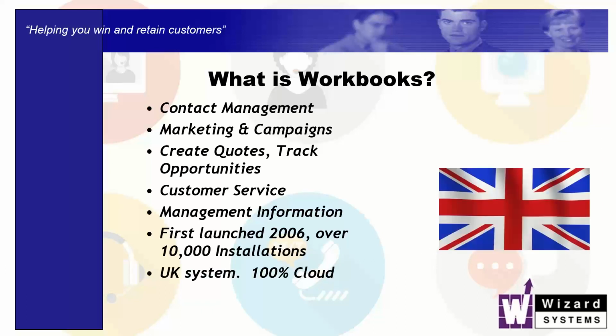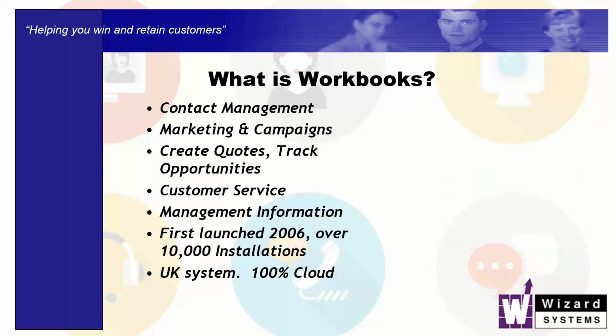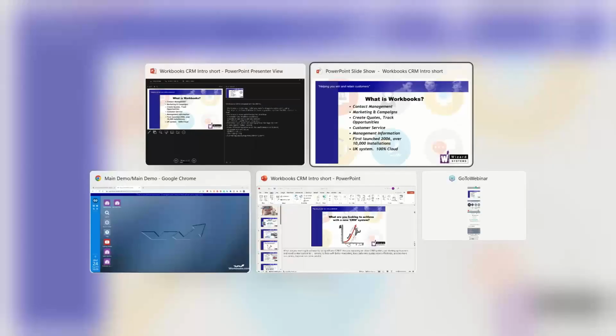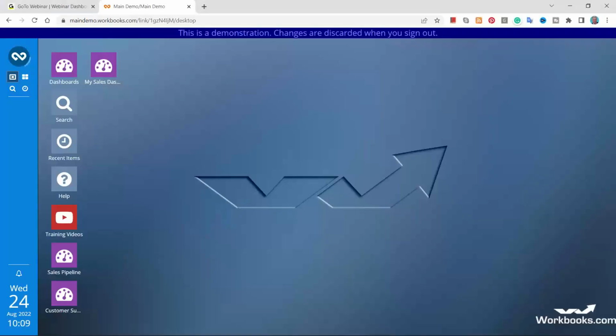Now, Workbooks is a UK system. Workbooks is a UK company. All of the data is in the UK. It's a very reliable, very secure system. And as I said earlier, 100% in the cloud, nothing to install or upgrade. So let me take you into the system proper, and we'll cover pricing very shortly.